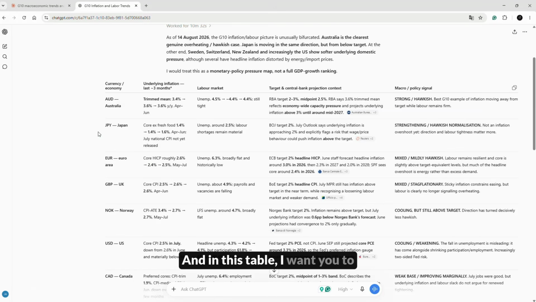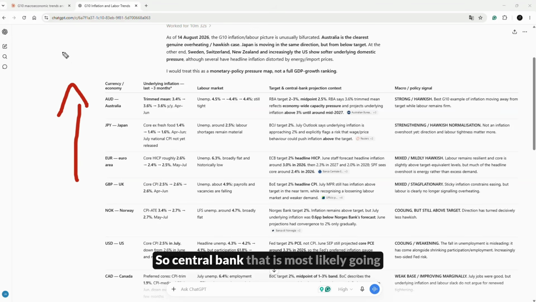In this table, I want you to look for something in particular: extremes in how the labor market and inflation are moving in one country versus another. We want to look for a country that is being pushed towards a more hawkish direction, so a central bank that is most likely going to hike interest rates or keep them high, versus another country in which inflation is moving lower, the labor market may be softening, and so the central bank is incentivized to keep interest rates low or maybe even cut. That is the whole mechanism here, okay?